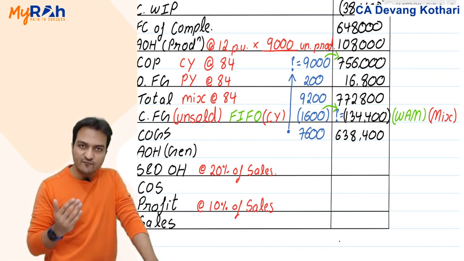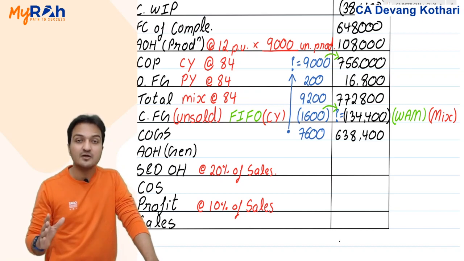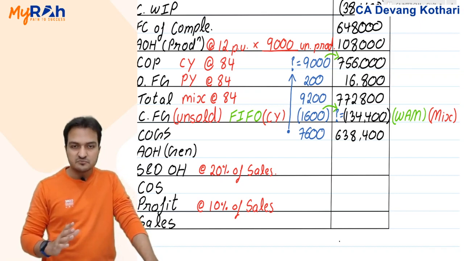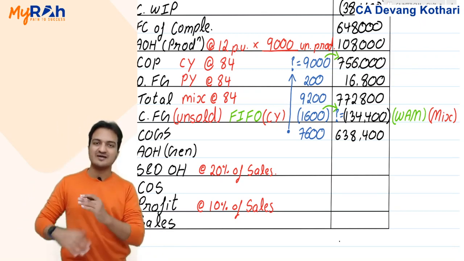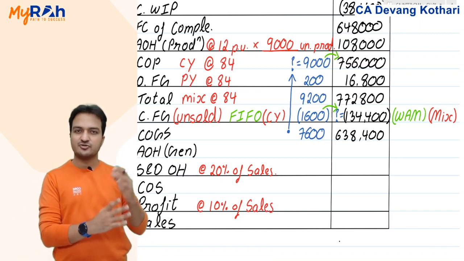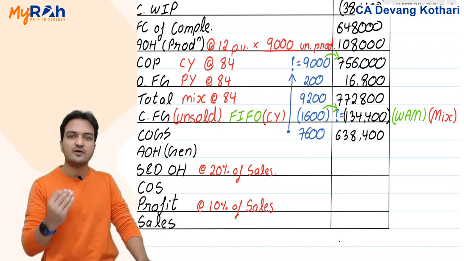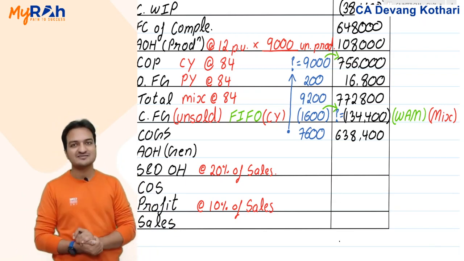So those of you who are thinking that the commerce field does not need mathematics, well, it will definitely need mathematics, just basic mathematics. I don't need you to learn advanced mathematics like differentiation, integration, trigonometry and all, but at least basic level mathematics you should definitely know. Yes. So anyways, you get 638,400 as the COGS.